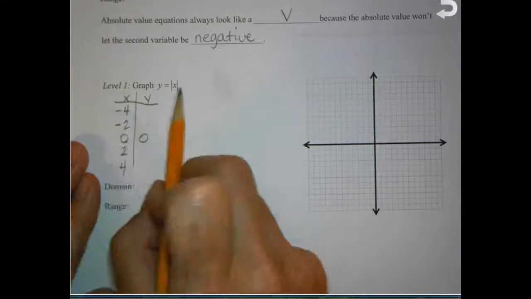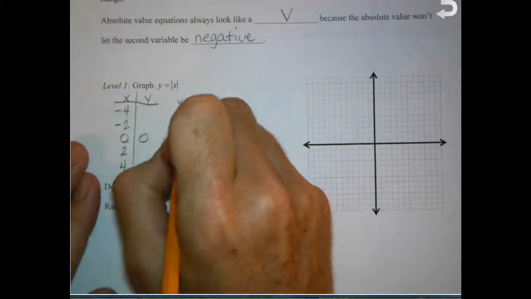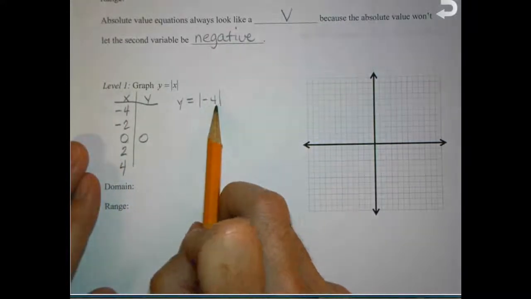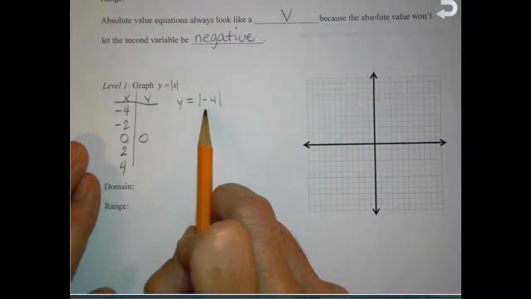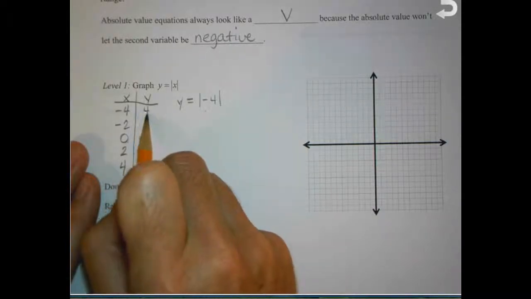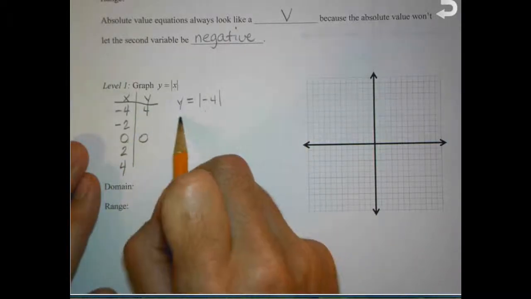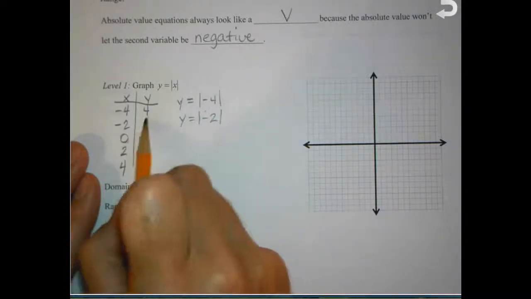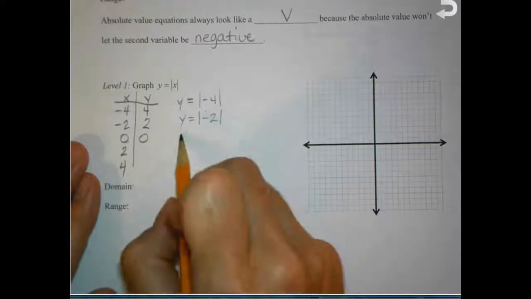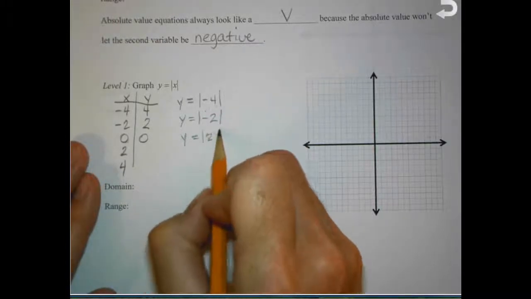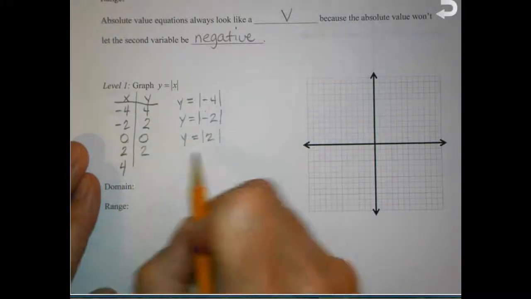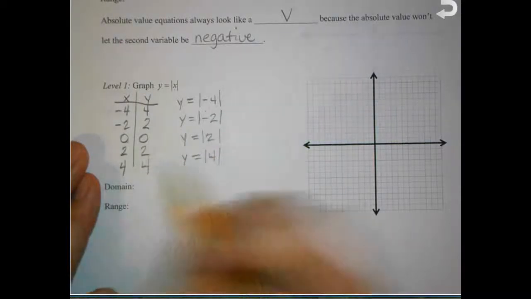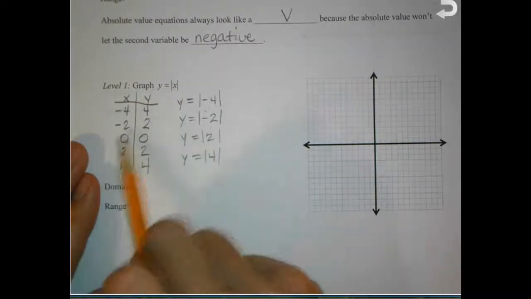So if I put -4 in for the absolute value, I have the absolute value of -4, and when I take the absolute value of a negative, it turns it to just a positive. And the same thing if I plug in the -2 for my x, that'll become a +2. And if I plug in a +2, it stays a +2. And if I plug in a +4, it'll stay a +4. Now I can graph these.